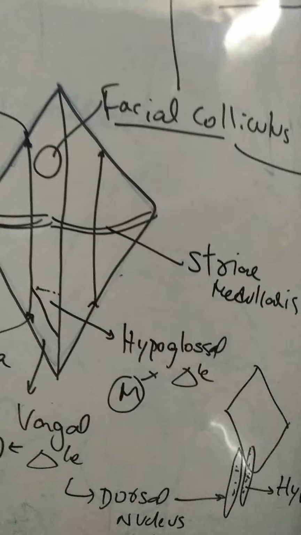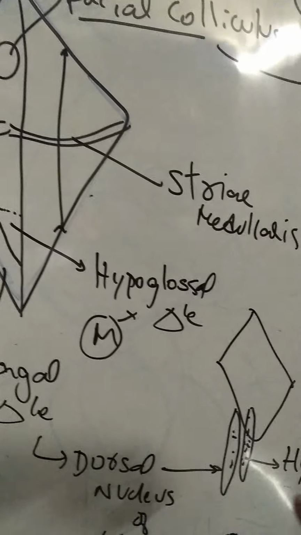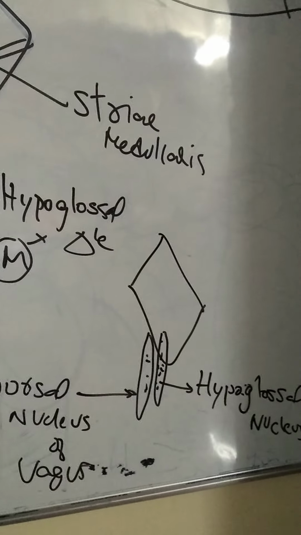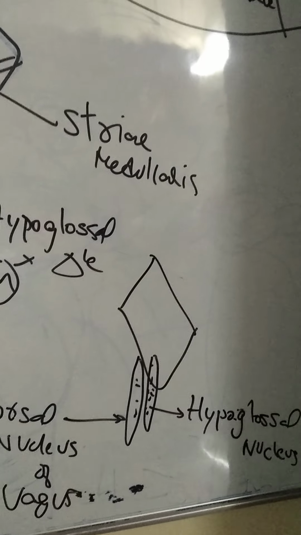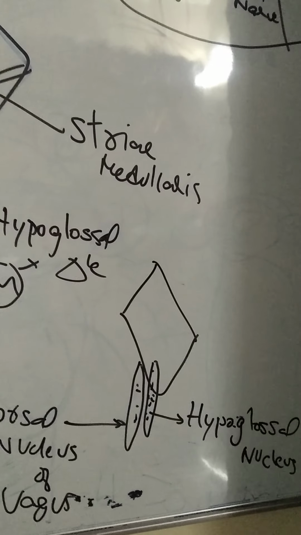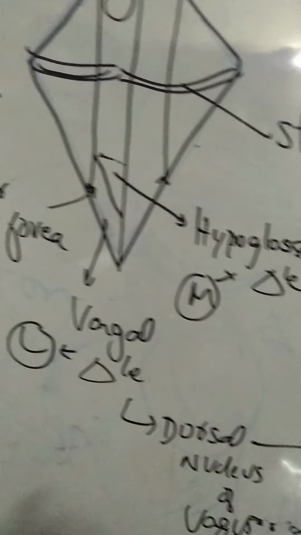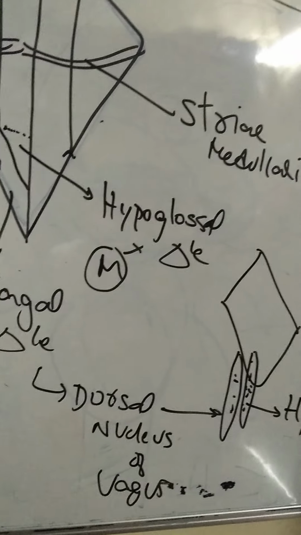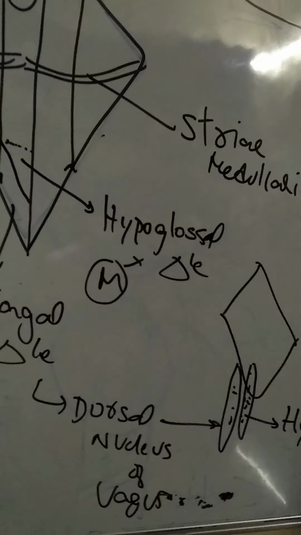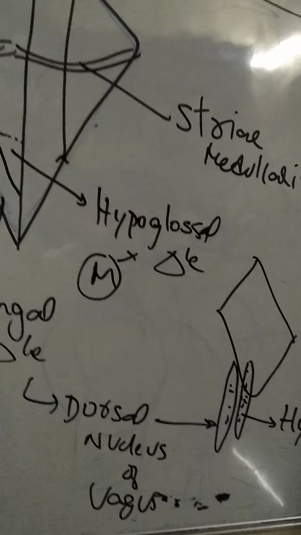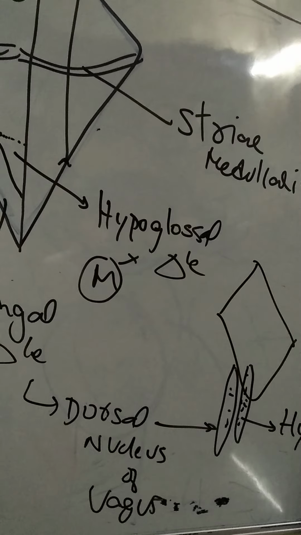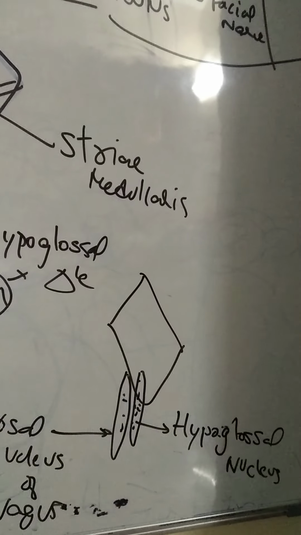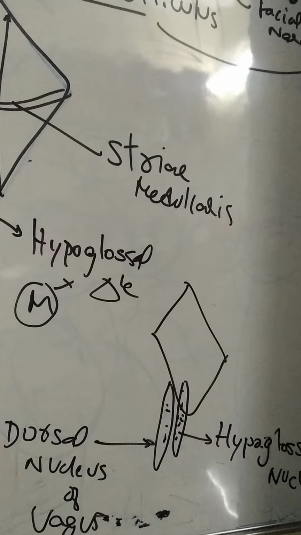What is deep to this? Deep to the hypoglossal trigone, obviously there is the hypoglossal nucleus. If I stimulate that nucleus, then your tongue will move. So this will supply your tongue muscles. Deep to the vagal trigone or vagal triangle, there is the dorsal nucleus of vagus. If I stimulate that, then you will get hunger because gastric secretions will be released. So the dorsal nucleus of vagus lies deep to the vagal triangle, and the hypoglossal nucleus lies deep to the hypoglossal trigone.